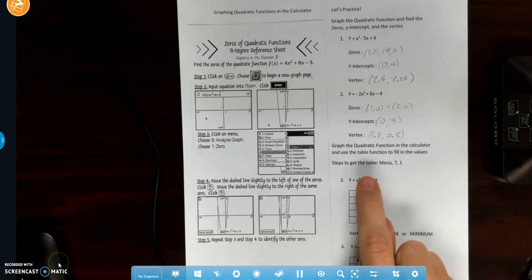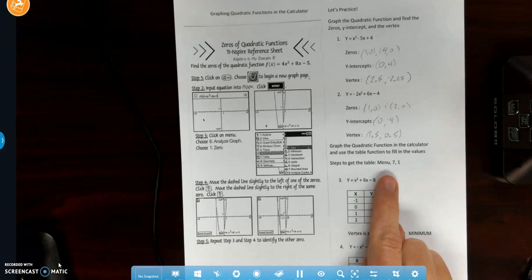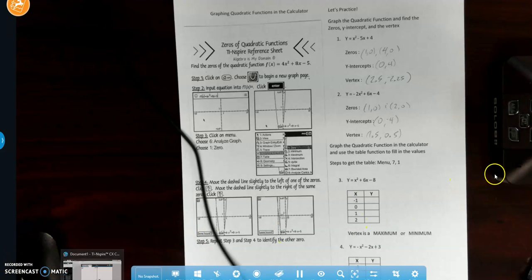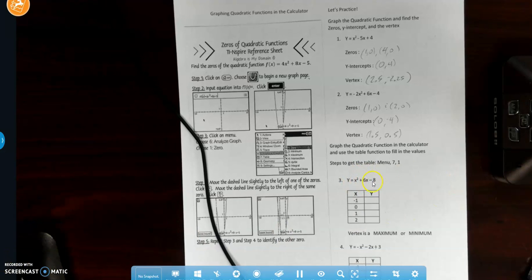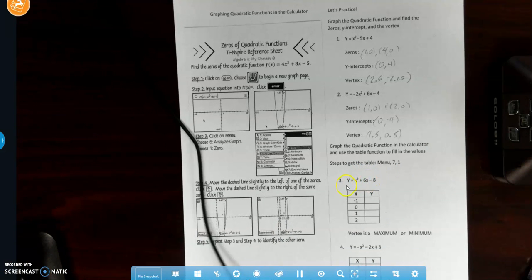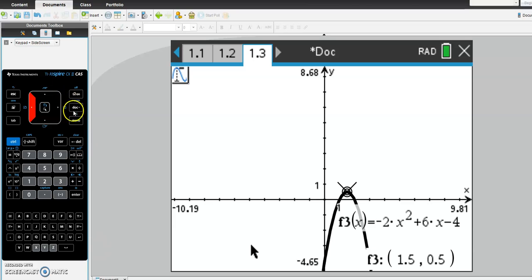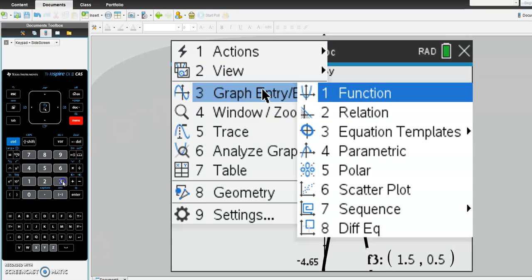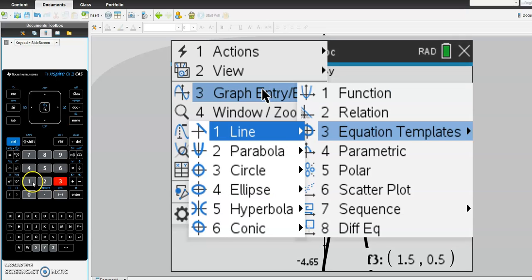Okay, so I've got the steps here. Steps to get to the table are menu 7.1. Let's look at what that looks like in your calculator. You're going to type in this quadratic into your calculator. So x squared plus 6x minus 8. So let's go back. We're going to go to menu, graph edit entry, which is number 3. We're going to insert a function.